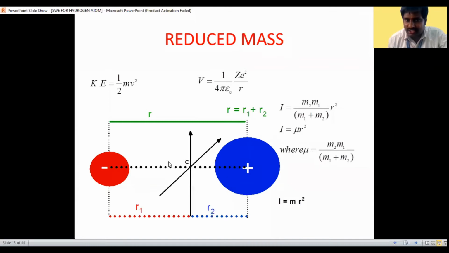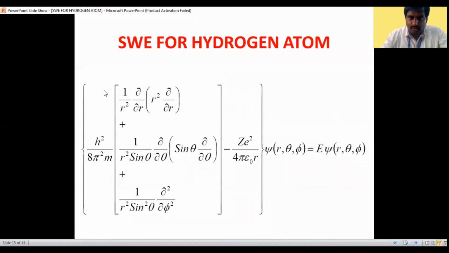r is the distance between the electron and the nucleus, and the kinetic energy of the electron is half m v square, where v is the velocity of the electron. And I is equal to mu r square. What is mu? Mu is the reduced mass. Mu is equal to m1 m2 by m1 plus m2, and I is mu into r square. r is the distance between the electron and the nucleus, and m1 and m2 are the masses of the electron and the nucleus. Now we write the Schrodinger wave equation for the hydrogen atom.